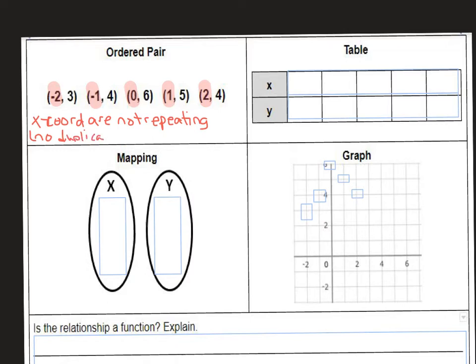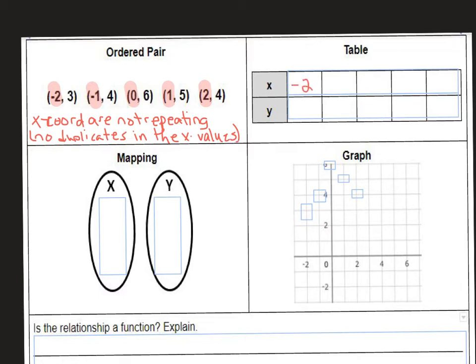Okay, and we've talked about this a little bit in class, how when x is assigned one and only one y value, we have a function going on here. There's no duplicates. I don't have any cheaters here. No duplicates in the x values, okay? No repeaters.